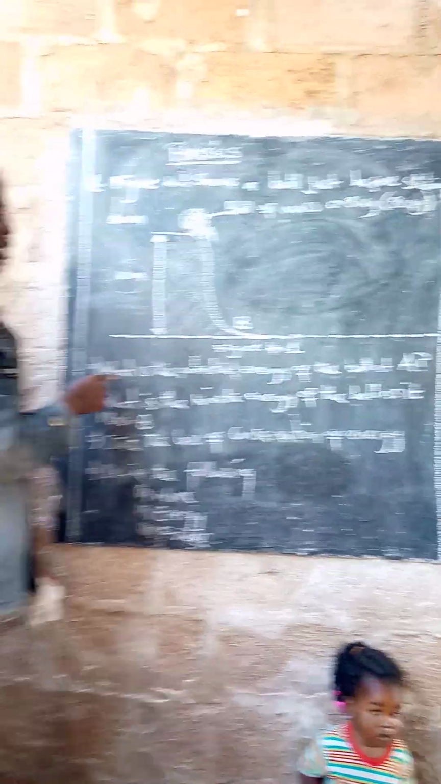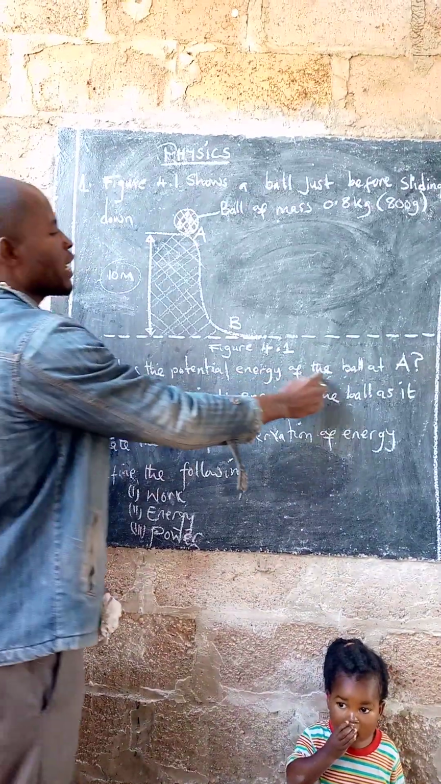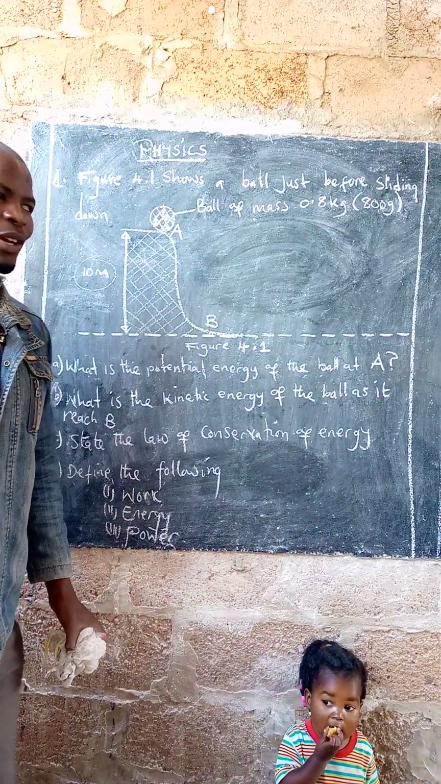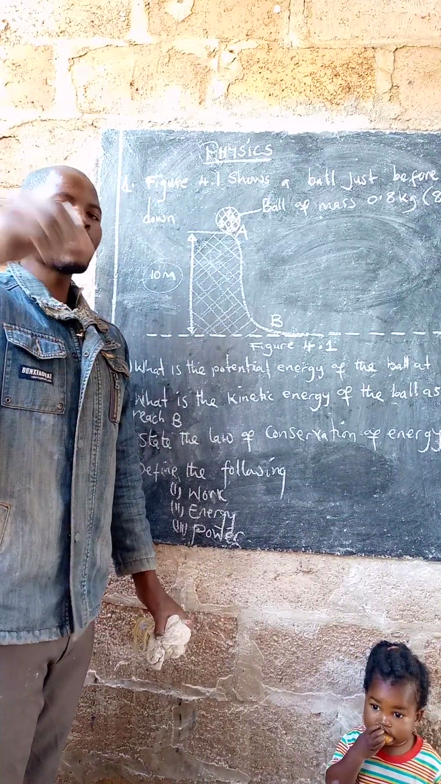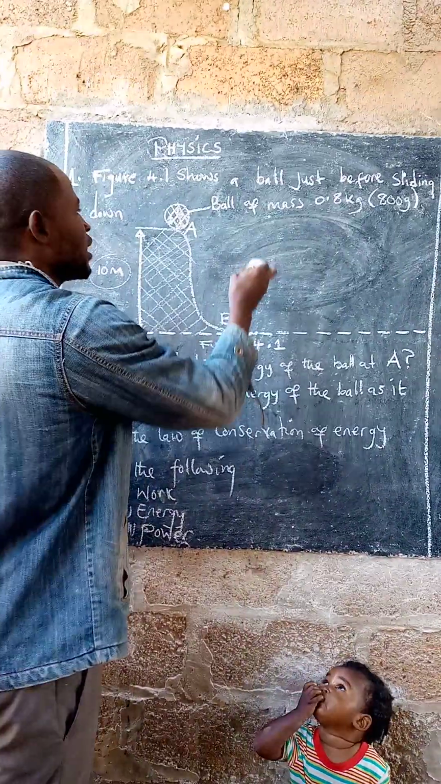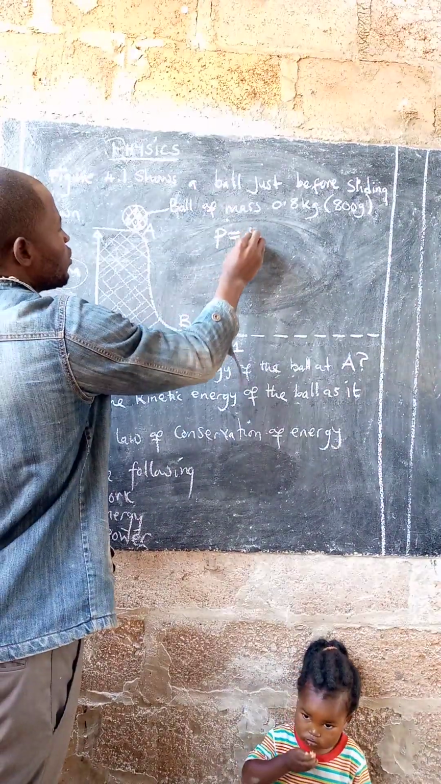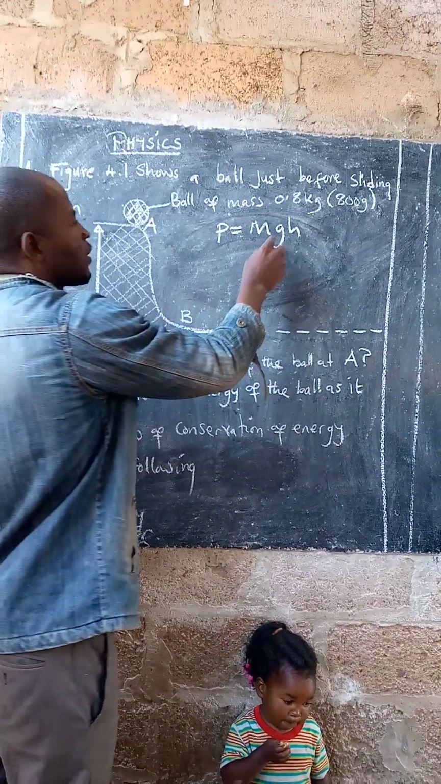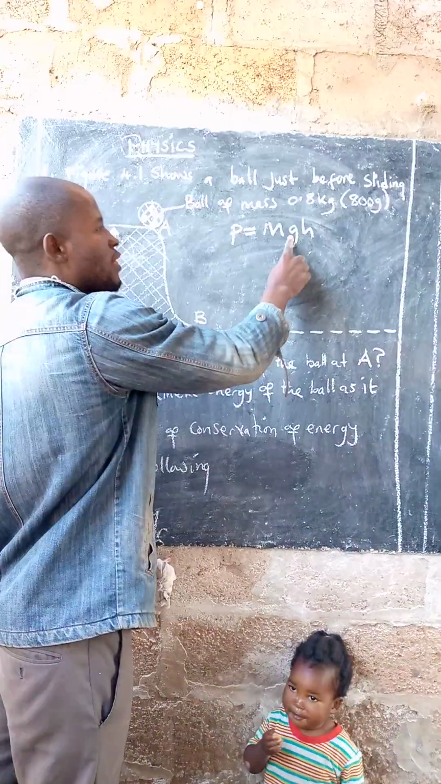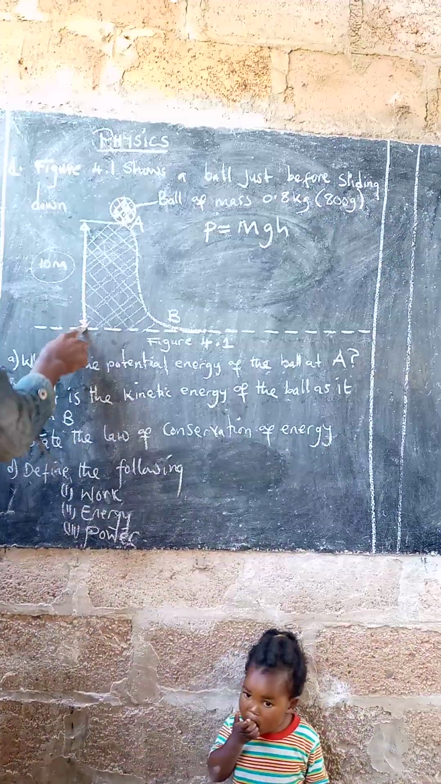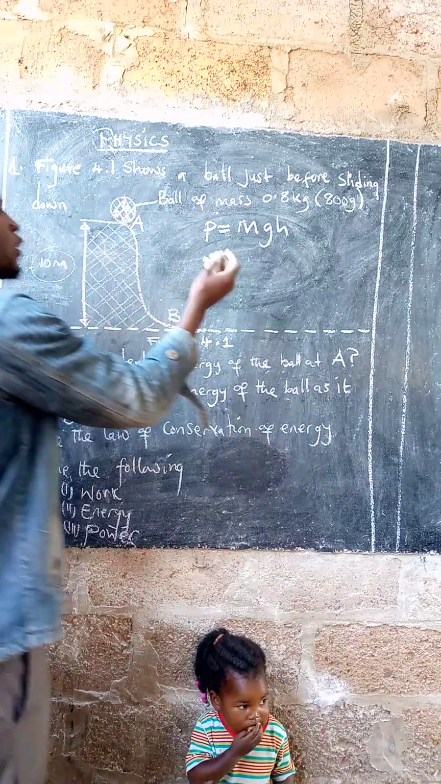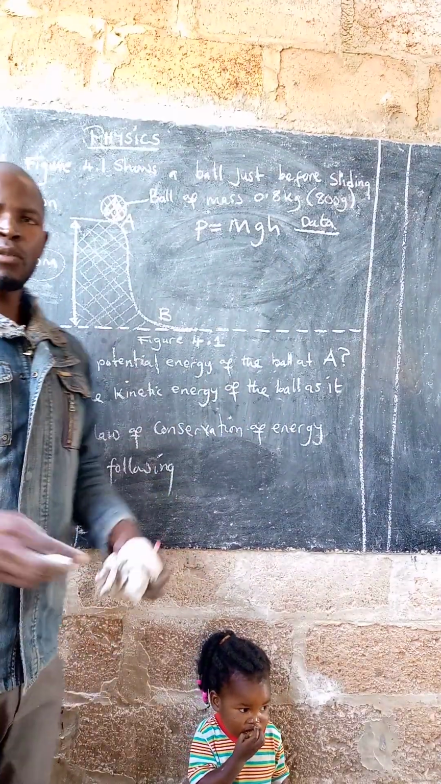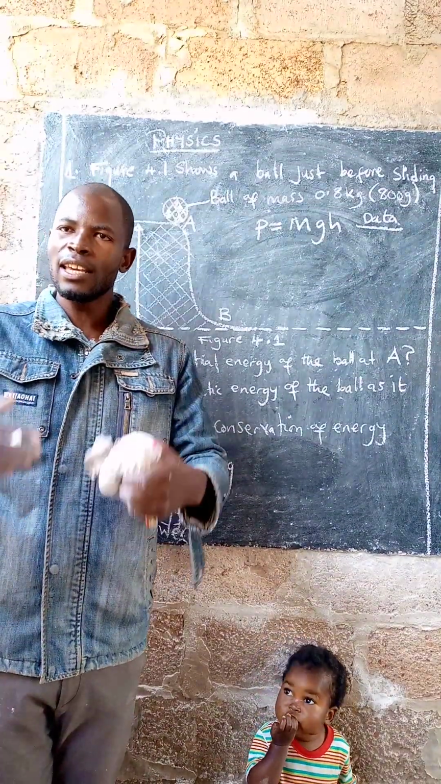So now, away from that, the first question is saying what is the potential energy of the ball at point A? If you don't know how to generate the data, it will be a challenge for you to calculate. We know that the formula, potential energy is equal to mgh, where m is the mass, g is the gravitational strength, and h is the height, from here up to here altogether. So from there, we come up with what is called the data. When you are solving, you should always generate the data.